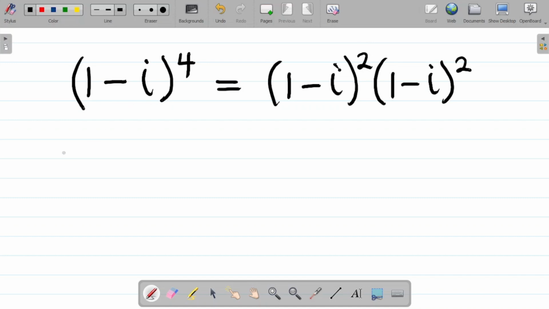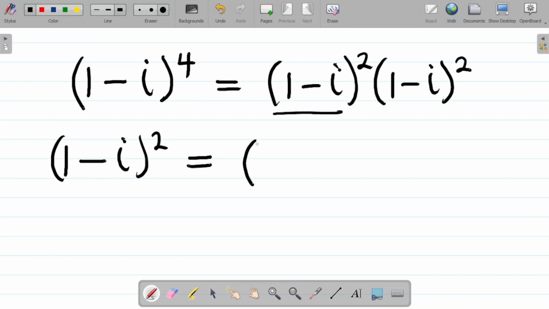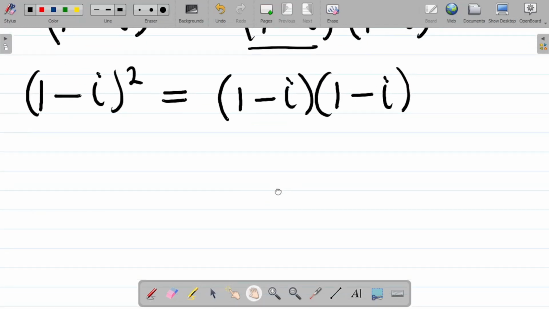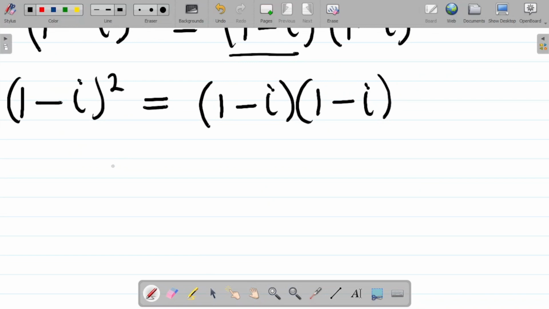Let's take the first one there. So I'll just take the first one here, solve it, and then multiply it by itself to get my answer. So if I take 1 minus I all squared, let's solve this. Let's expand this. What do you have? Now for this, I'm using the general expansion method, which means if a term is being squared, it means that term is multiplying itself. So I have 1 minus I multiplying 1 minus I. Again, this is the general expansion method.